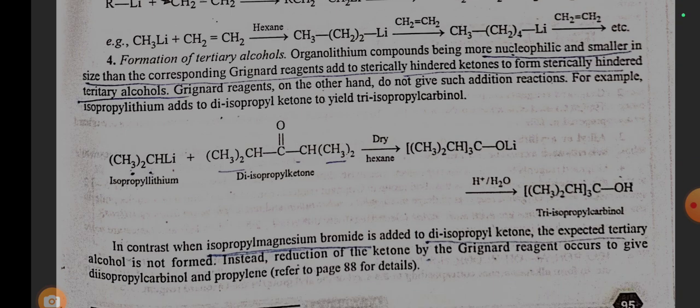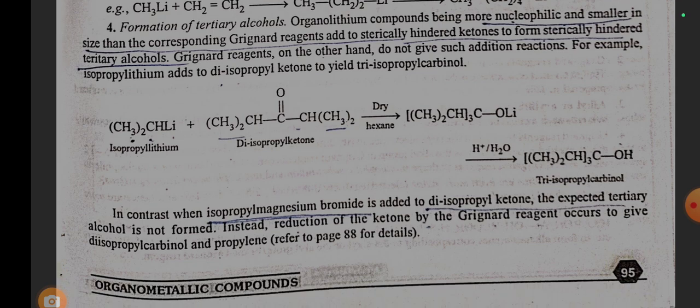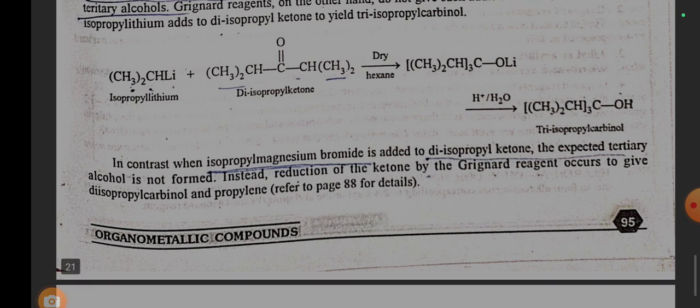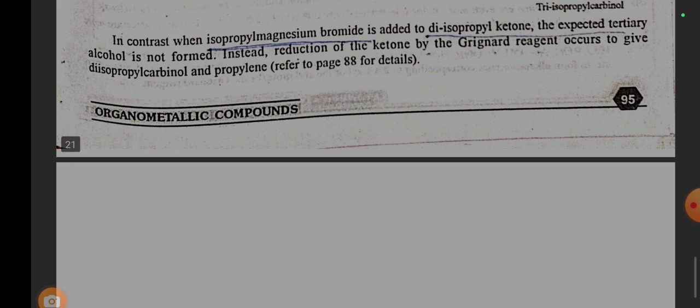4. Formation of tertiary alcohols. Organolithium compounds, being more nucleophilic and smaller in size than the corresponding Grignard reagents, add to sterically hindered ketones to form sterically hindered tertiary alcohols. Grignard reagents, on the other hand, do not give such addition reactions. For example, isopropyl lithium adds to diisopropyl ketone to yield triisopropyl carbinol. In contrast, when isopropyl magnesium bromide is added to diisopropyl ketone, the expected tertiary alcohol is not formed. Instead, reduction of the ketone by the Grignard reagent occurs to give diisopropyl carbinol and propylene.